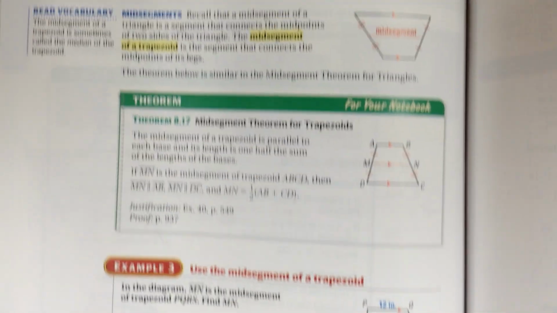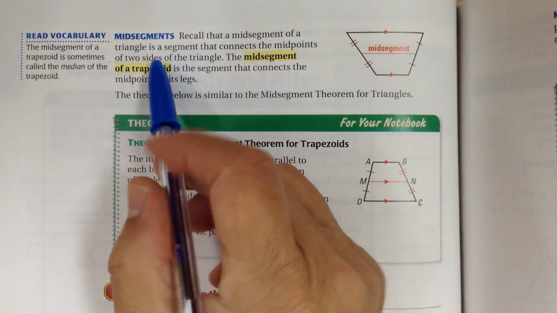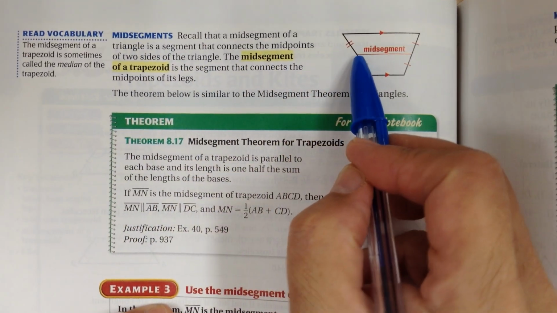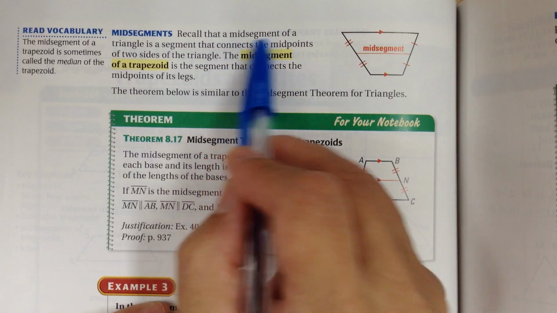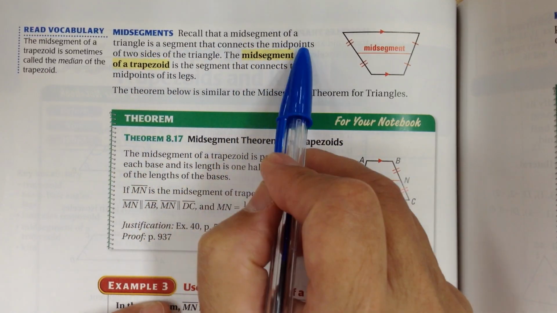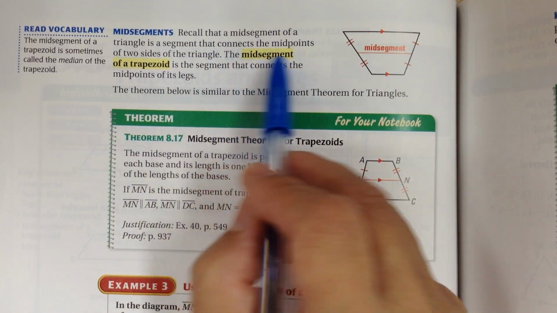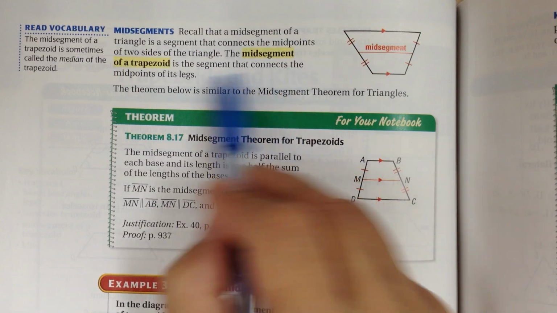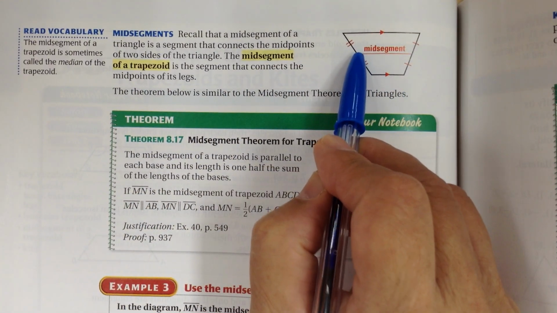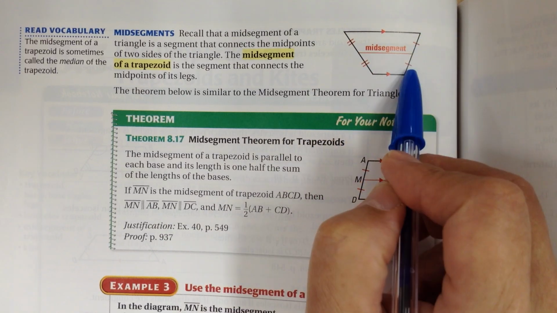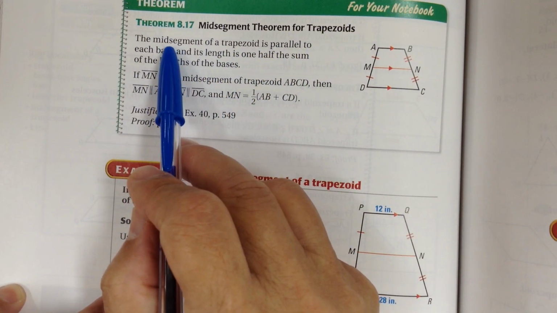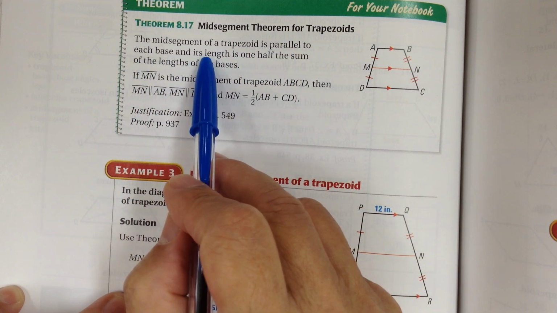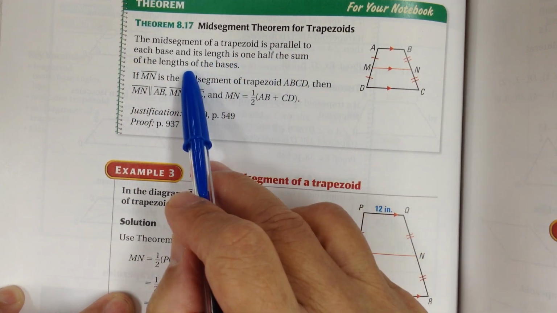Now let's go to page 544, mid-segment. A mid-segment is a segment connecting the midpoints of opposite sides. It says, recall that a mid-segment of a triangle is a segment that connects the midpoints of two sides of a triangle. The mid-segment of a trapezoid is a segment that connects the midpoints of its legs. Because this is the midpoint, these two are congruent. Because this is the midpoint, these two are congruent. The theorem below is similar to the mid-segment theorem for triangles. The mid-segment of a trapezoid is parallel to each base and its length is 1/2 the sum of the lengths of the bases.